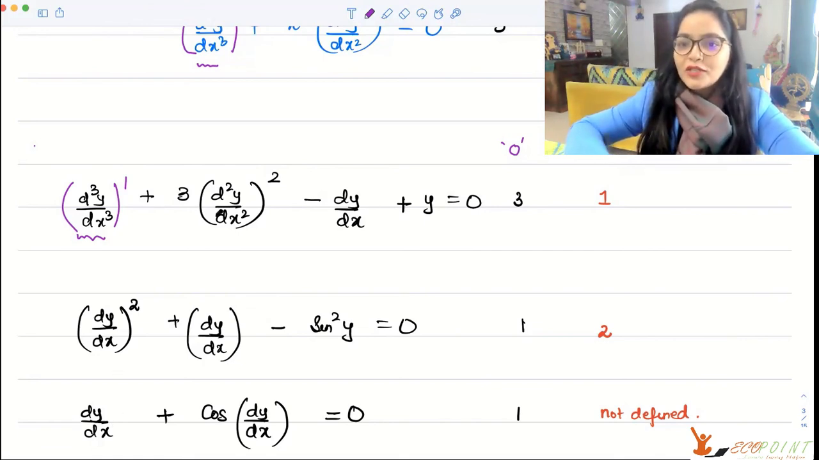So this is what I wanted to discuss in this lecture. What is a differential equation, number 1? What is the order of a differential equation? And what is the degree of a differential equation?